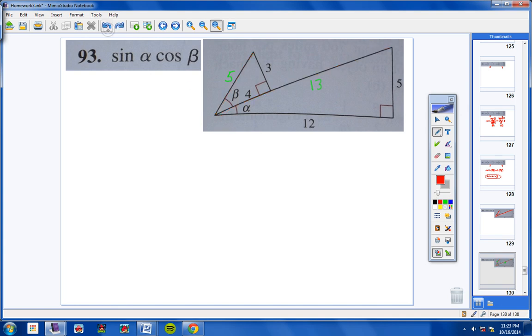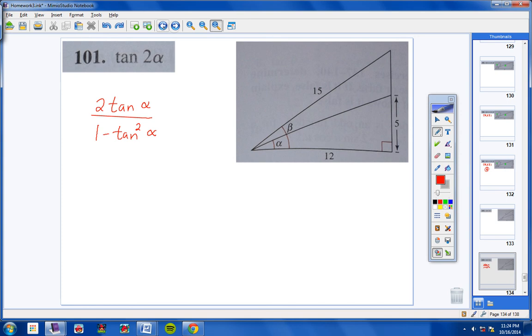All right, moving on. Now they want us to find the sine of this unknown angle here, which is opposite over hypotenuse, so 5/13. And then the cosine of B is going to be adjacent over hypotenuse, 4/5. Multiply those together, and you have your answer, 4/13. Okay, moving on to number 101.